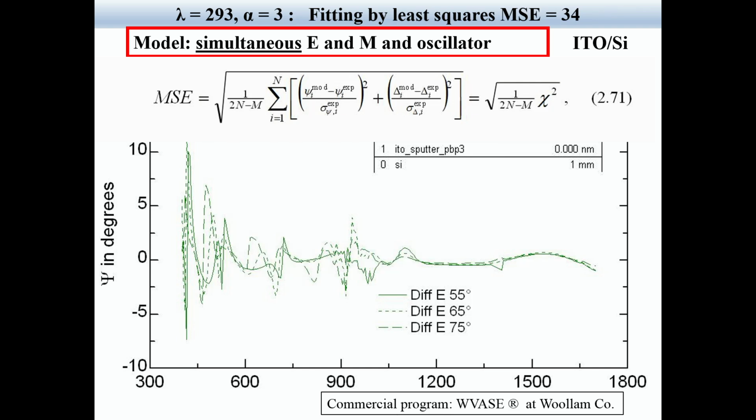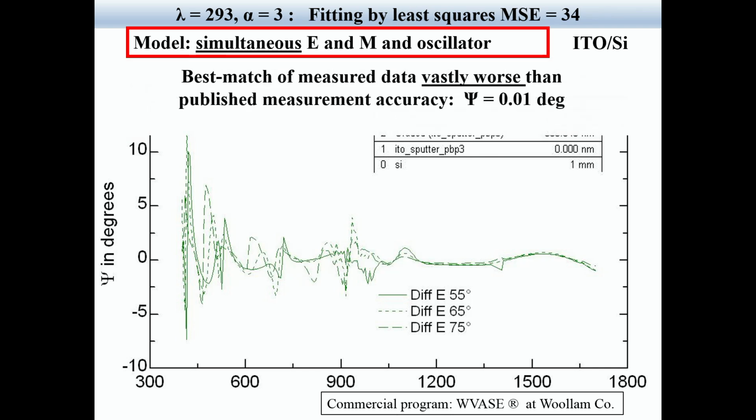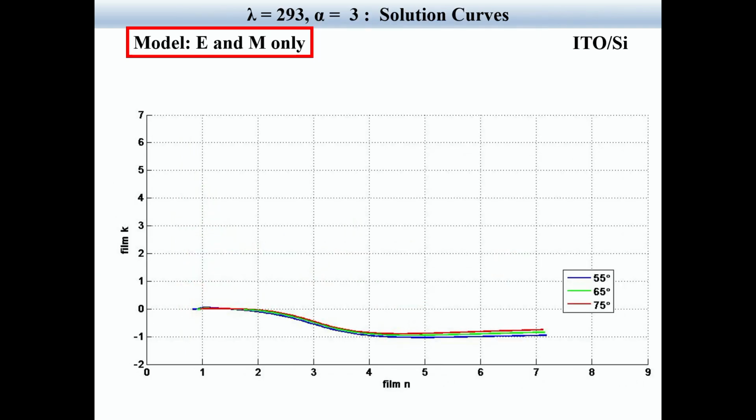And we can look at the mean square error of the difference between modeled and experimental here in different ways. This is a conventional way to do it, and find out what your mean square error is, which should be ridiculously low if it's really a good fit. But it's not usually that good, and we aren't getting down to 0.01 degree agreement. Fair enough. So let's look at just using the electromagnetic model alone.